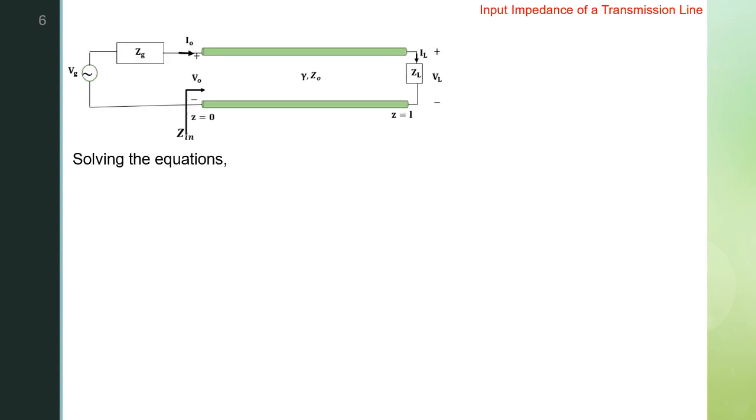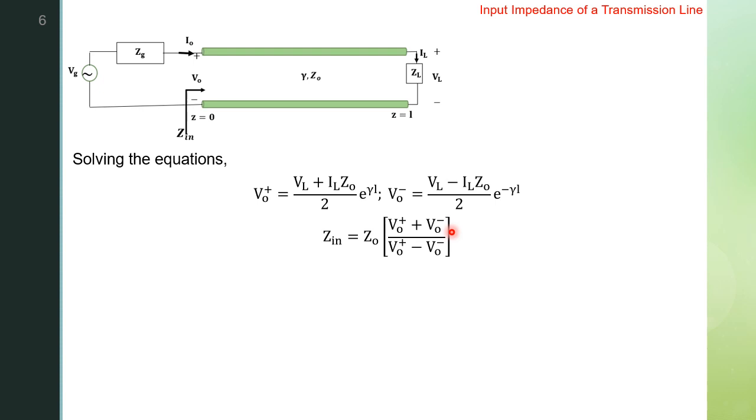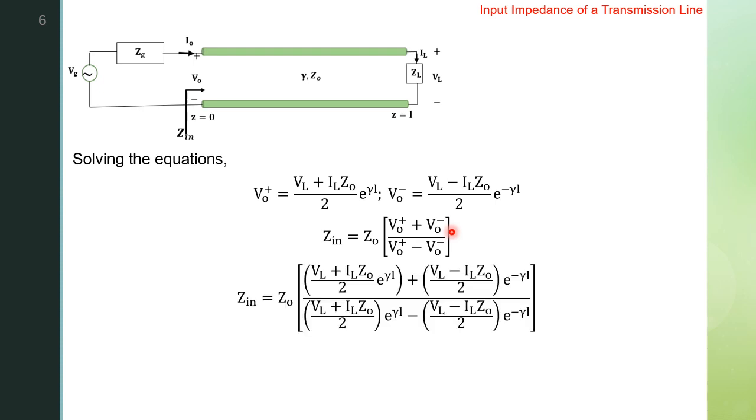On solving the two equations, we will get V0+ equal to (VL + IL Z0)/2 e^(γL), and V0- is (VL − IL Z0)/2 e^(−γL). We are substituting back into the expression for Zn. So when you substitute it back, you will get the expression like this. That is, we substituted here V0+, here it is V0-, again the same in the denominator.